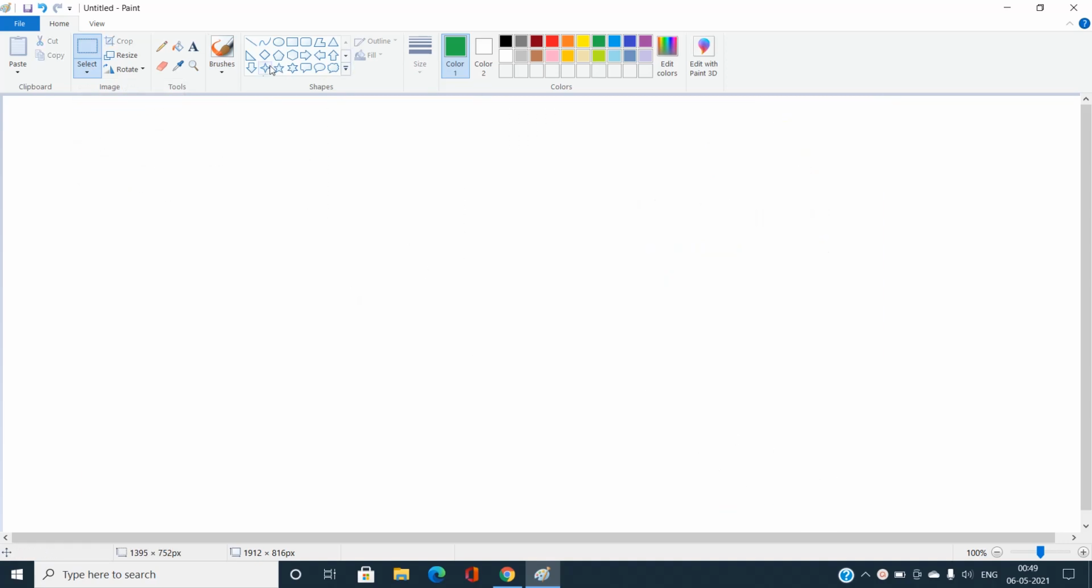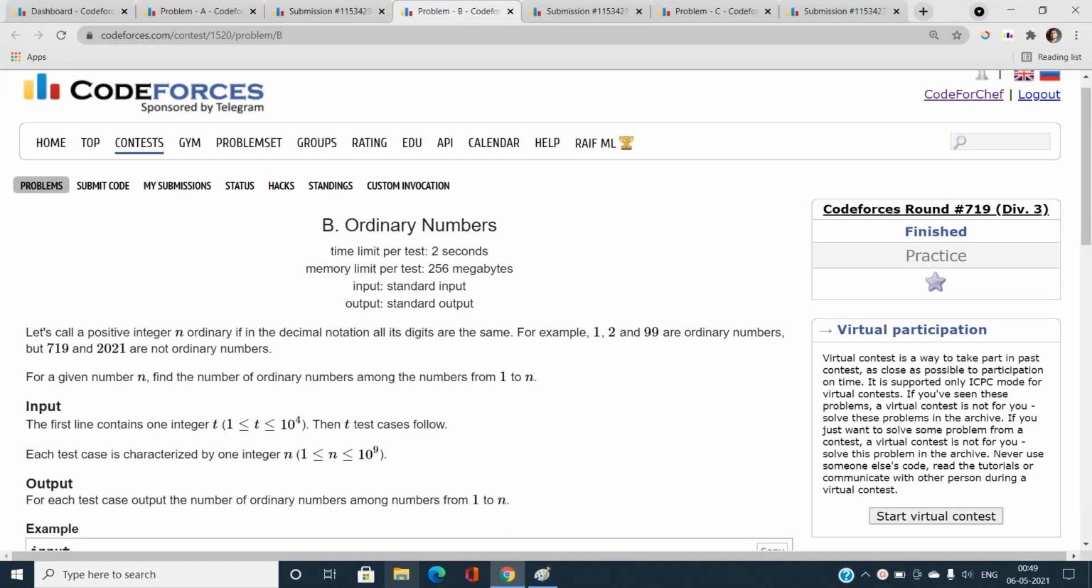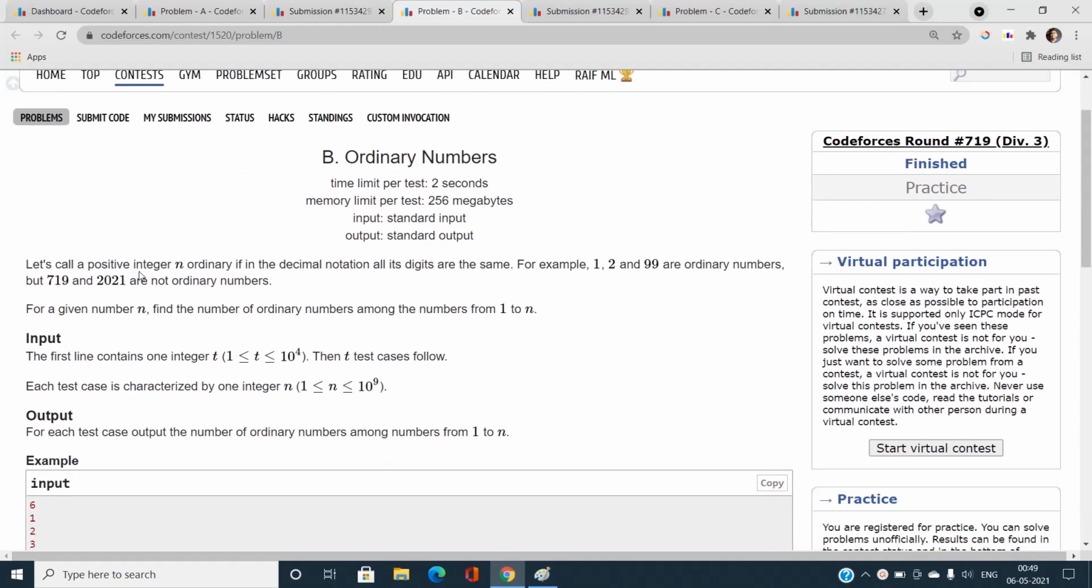Now let's talk about this problem B. In this problem, we have a positive integer n, and it is called ordinary if all the digits in its decimal notation are the same. Here are some examples of ordinary numbers. For a given number n, we need to find the number of ordinary numbers among the numbers 1 to n.